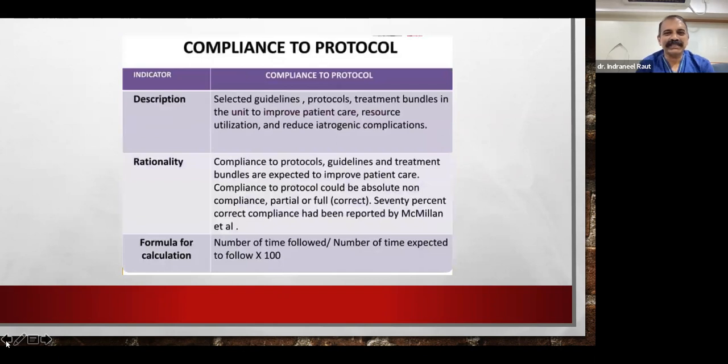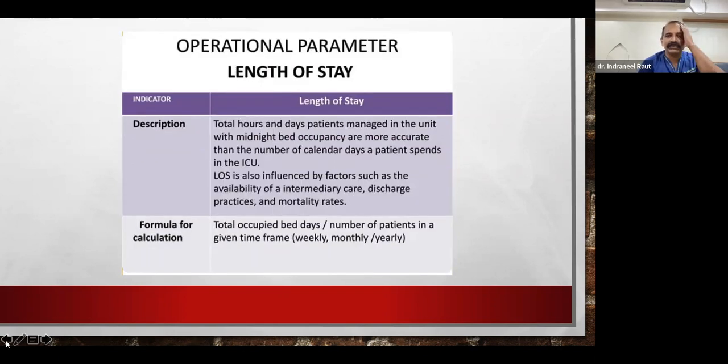Length of stay. Please get back to the slide. Length of stay: total hours and days a patient is managed in the unit, with midnight bed occupancy being more accurate. So what is the formula? If the patient stays longer than he needs to, it means either our processes are not good or we are being too precautious. It also means probably we are not confident that our floor facility is good. So that's why our length of stay may be high.